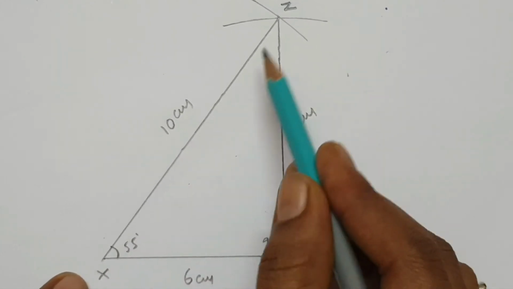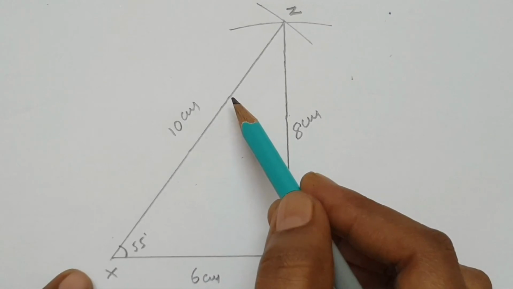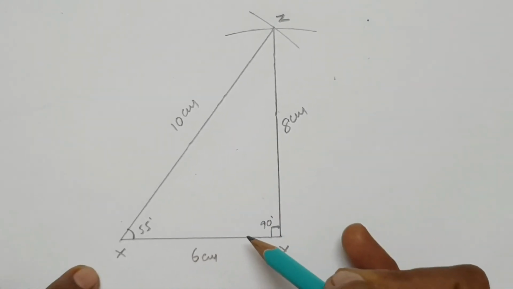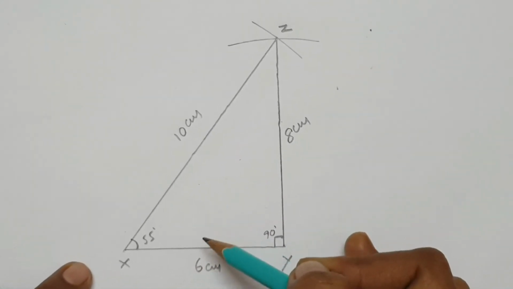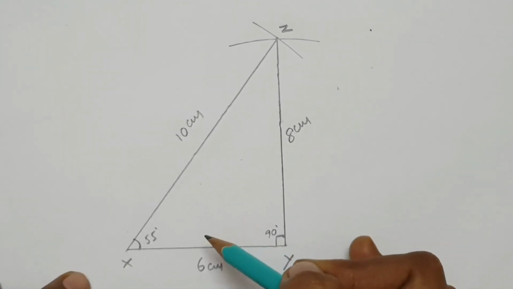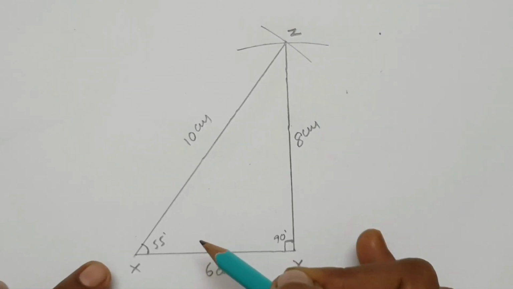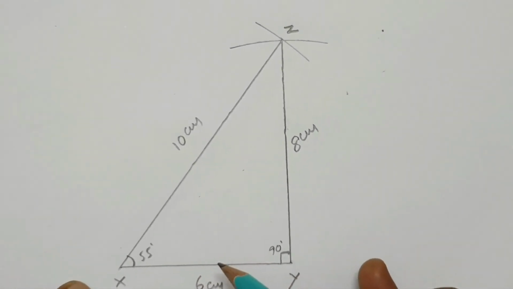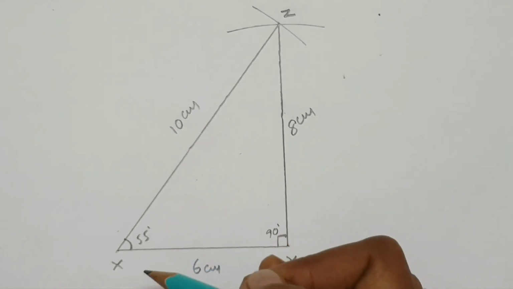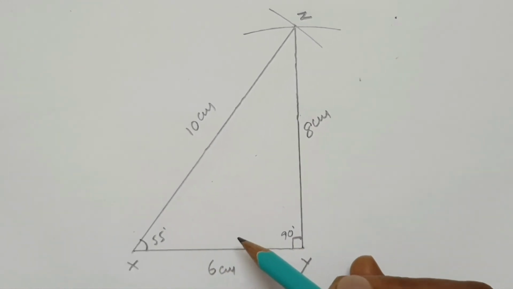Join XZ and YZ. So here it forms a right angle triangle. And finally, last point: this is the required right angle triangle XYZ.